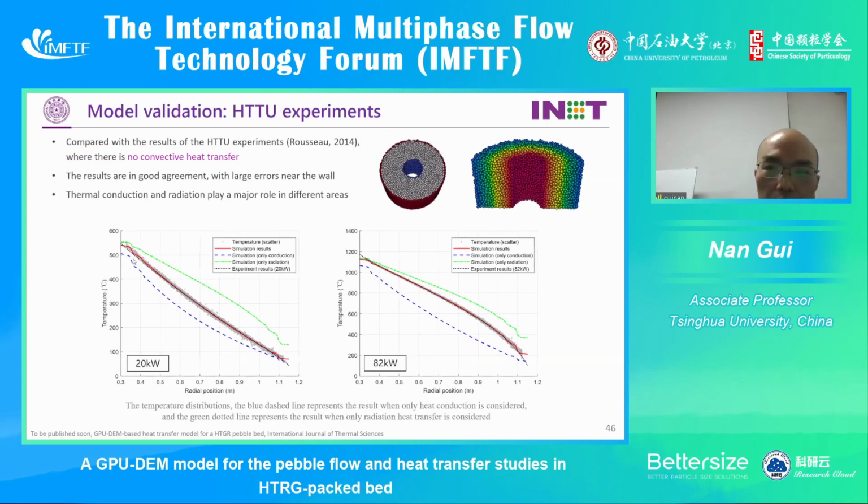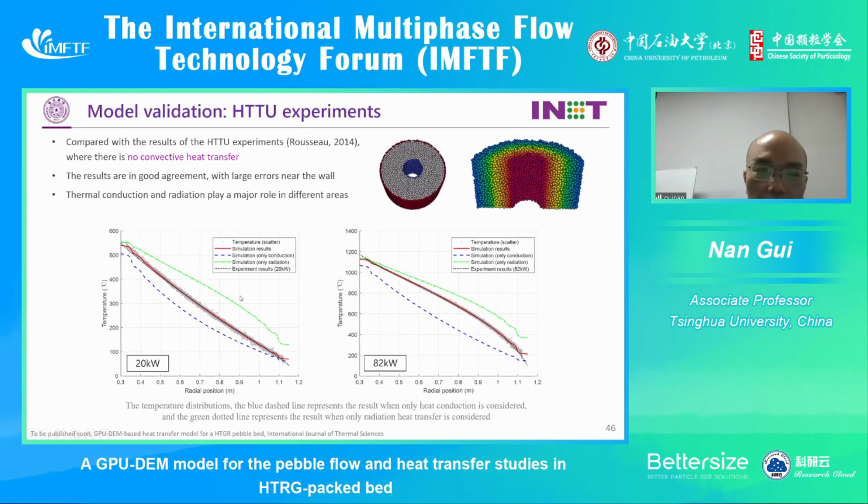When the temperature distribution is steady, we can find the simulation results and experimental measured results of temperature distribution are very consistent with each other. And if we consider only the particle-particle conduction, the temperature distribution is below this curve, and if we calculate the radiation only, the temperature distribution is higher than the actual temperature distribution.